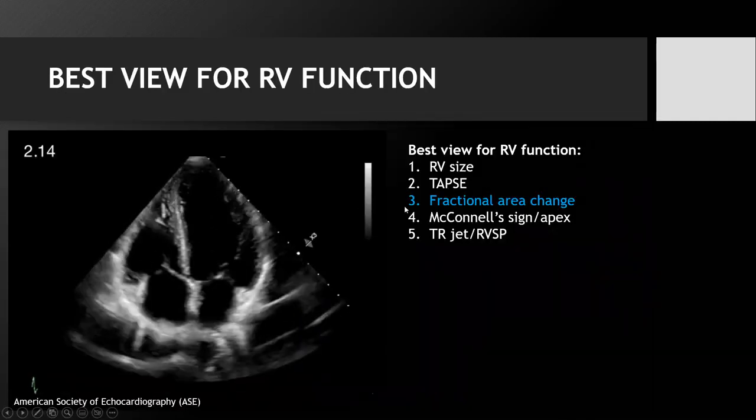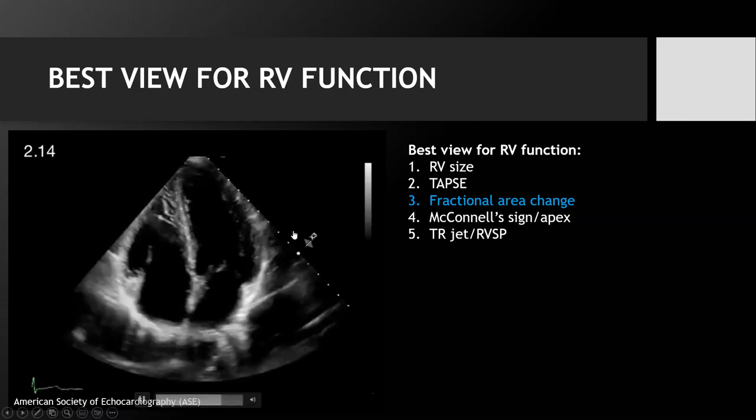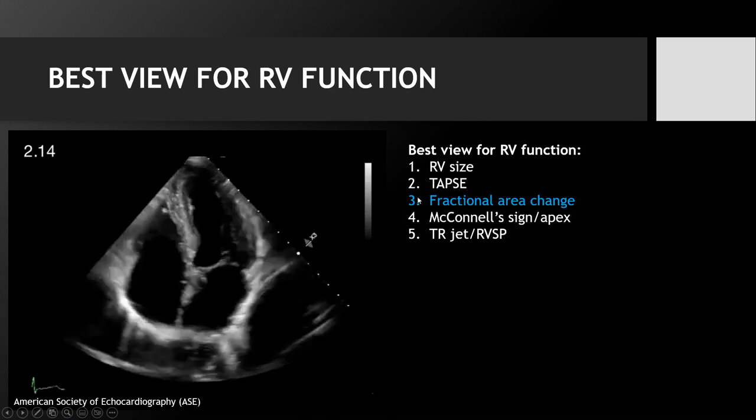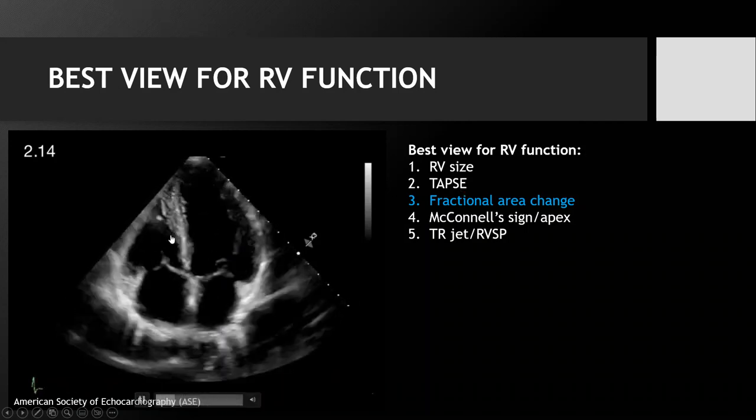Moving on to fractional area change. And this is not something that I think anyone should be measuring, but it's something that I wanted to bring up to make a specific point, because very often TAPSE sort of just becomes the go-to and has gotten a lot of good PR in terms of assessing RV function. And it makes people sometimes forget to look at one other component of RV function, and that is the bellows effect that I was referring to earlier.